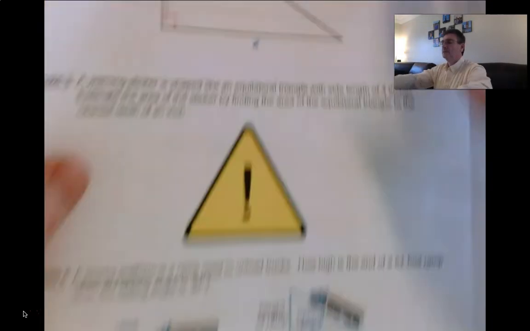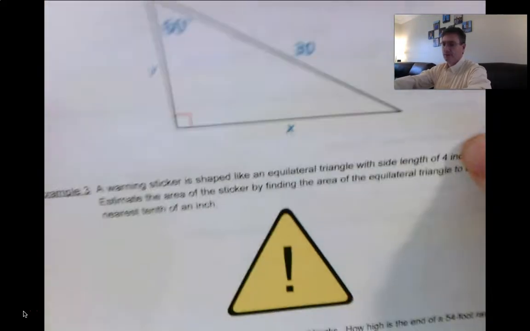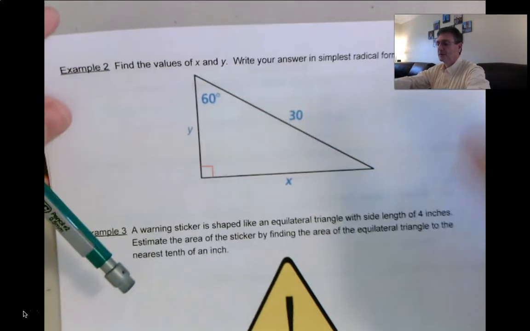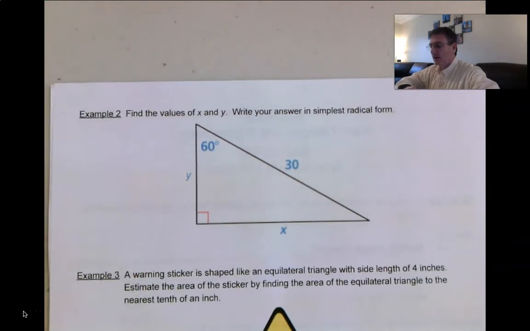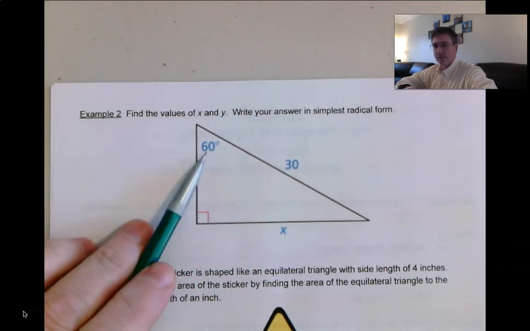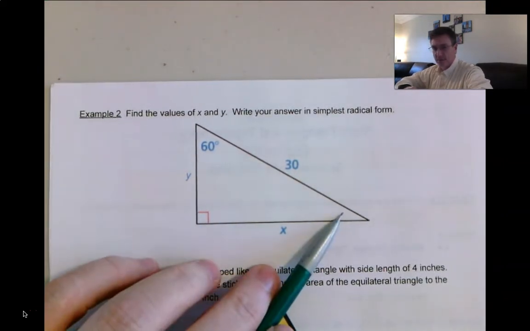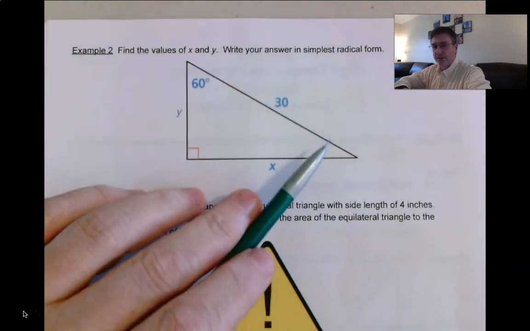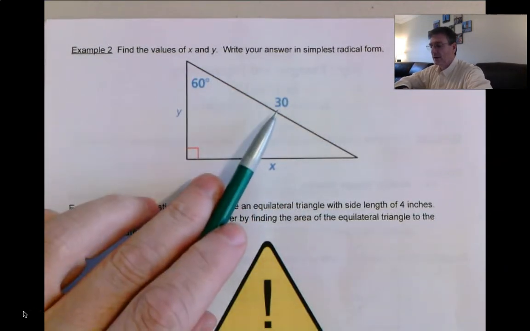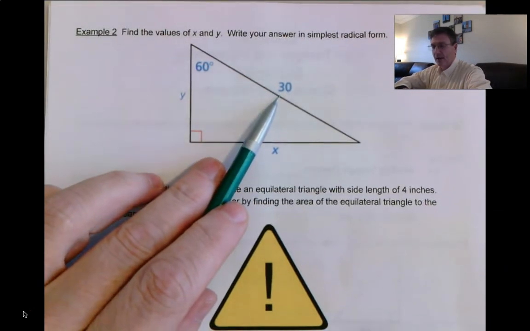So on to 30, 60, 90 right triangle relationships. Find the values of x and y. This time we're told this is 60, this is 90, so this must be 30 degrees. So if this is a 30, 60, 90, we know that the short leg is half of the hypotenuse.